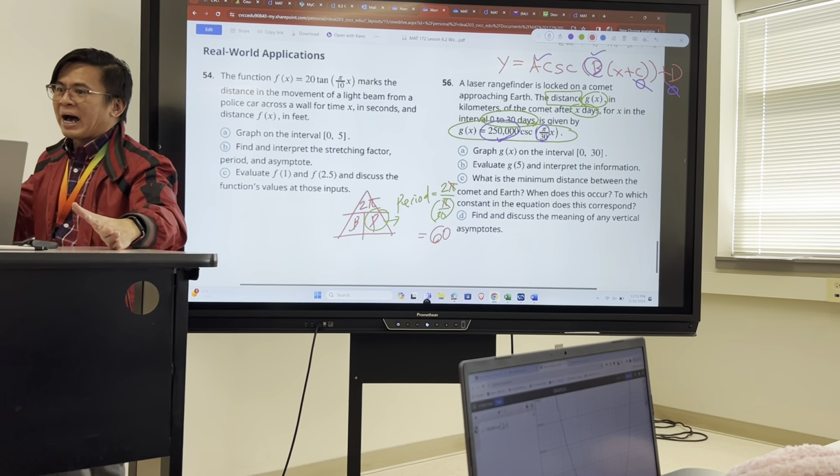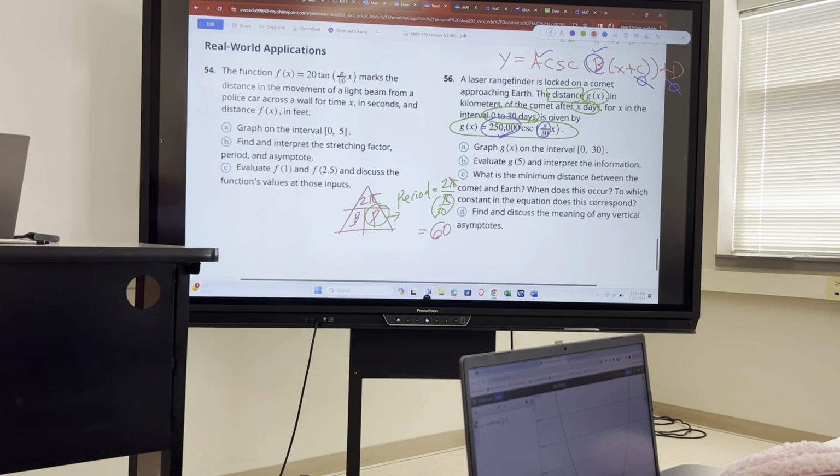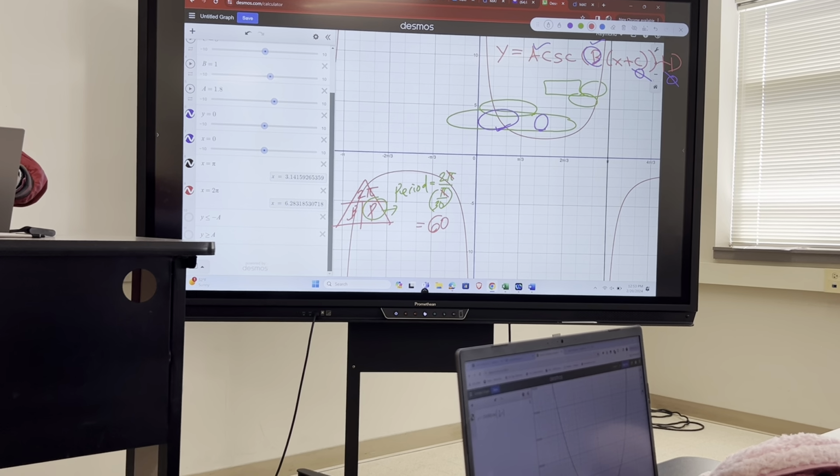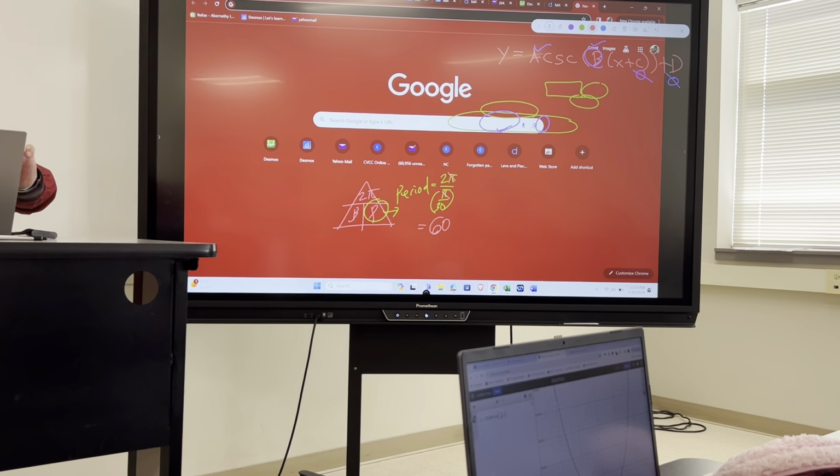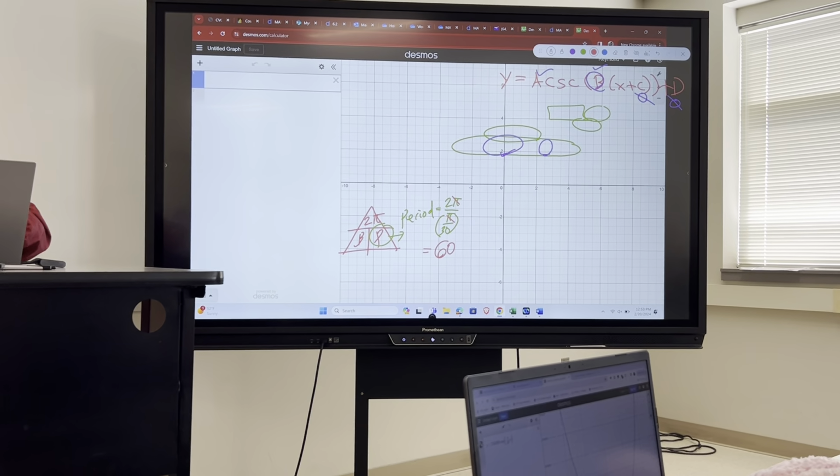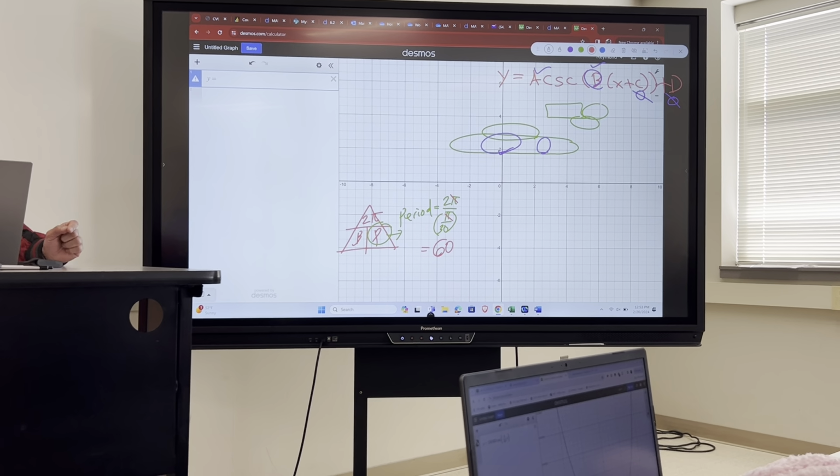Let's see, how does it look like? Here it is. I'm going to graph it in here. Get the decimals and plug. Y is equal to, what's again?